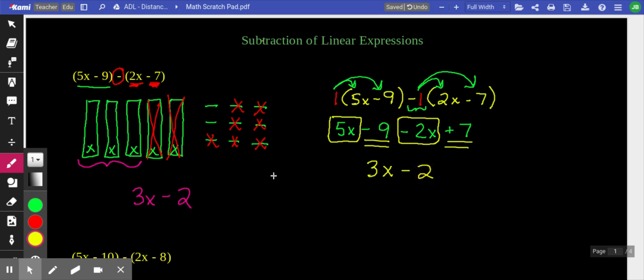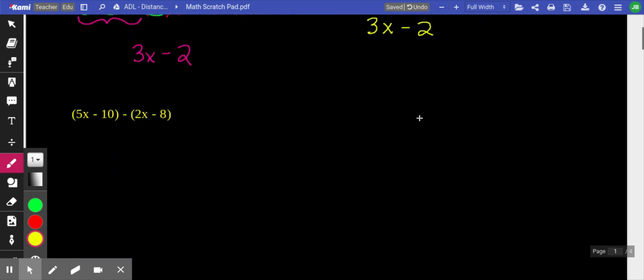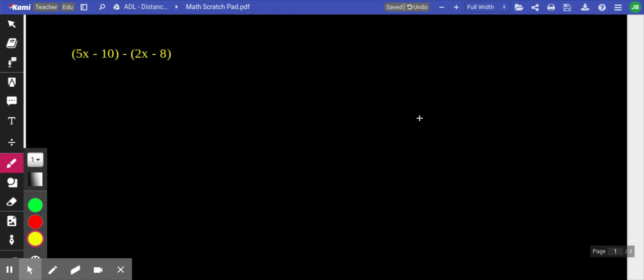So you'll see that my answers do match up, and I'm showing you both the visual concrete method as well as an algebraic approach to subtracting linear expressions. So let's try one more example. If we have 5x minus 10 minus 2x minus 8.